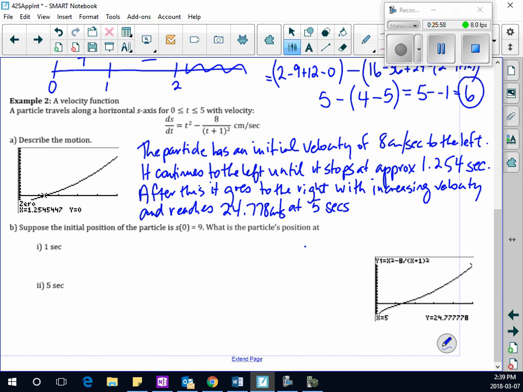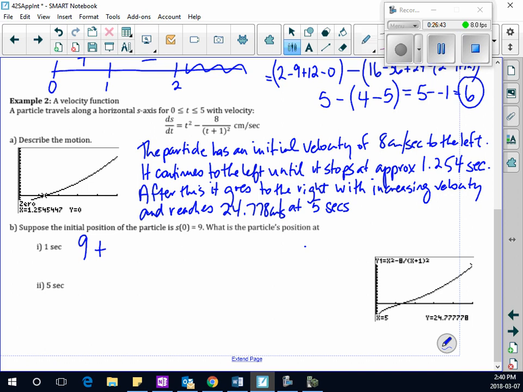Suppose the initial position of the particle s of 0 is 9. What is the particle's position at 1 second? This is new now. So when we did this original rate, that was assuming that where it started was whatever this produced, which was the 8 seconds, right? So now what they're saying is the initial position is 9, and then this happens.